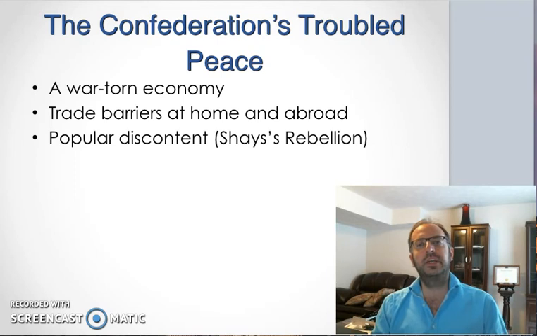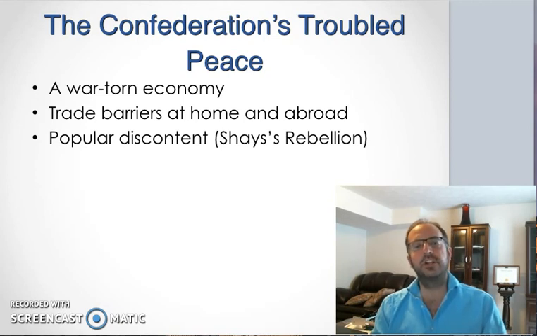But because we didn't have a national army to stop these farmers, they were able to keep it for 6 long months. This was an embarrassment to the federal government, and it made it abundantly clear that it's time to call a constitutional convention and fix some of the problems with the Articles of Confederation.